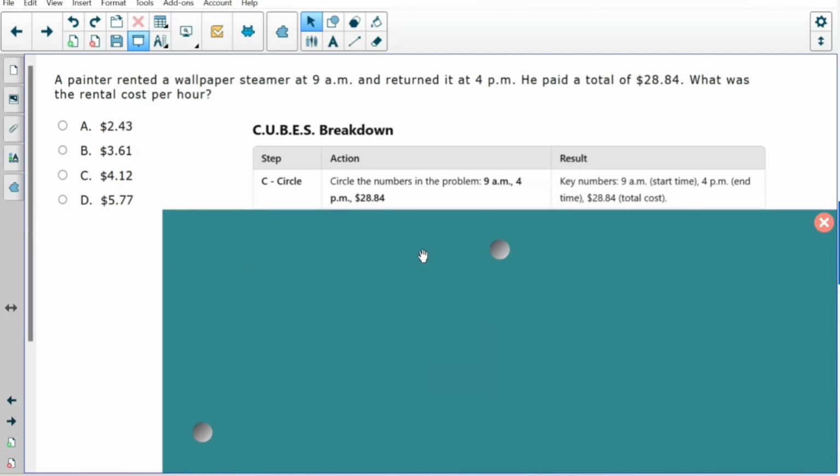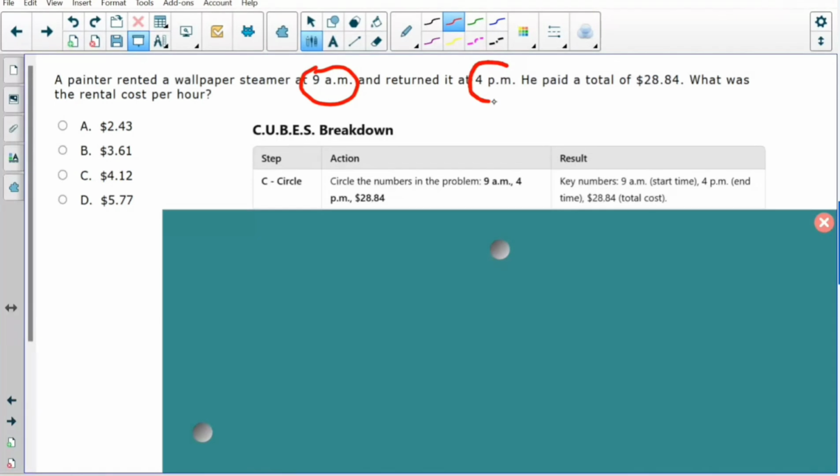So now I will go through the problem and I will circle all the numbers. I see 9 a.m., 4 p.m., and $28.84. The 9 a.m. tells me this is the start time that he borrowed the steamer. The 4 p.m. tells me that's when he returned the steamer. And the $28.84 tells me that's the total cost.